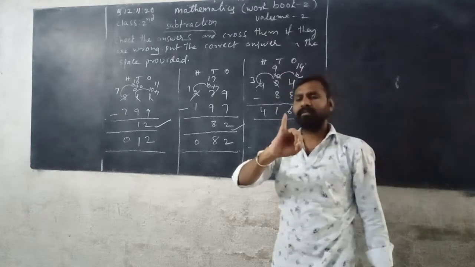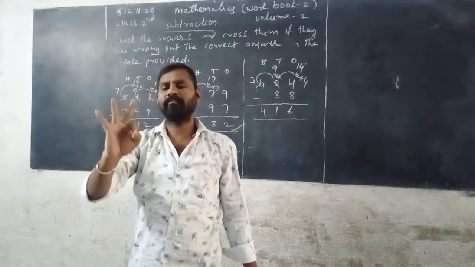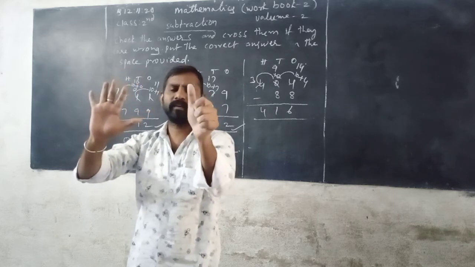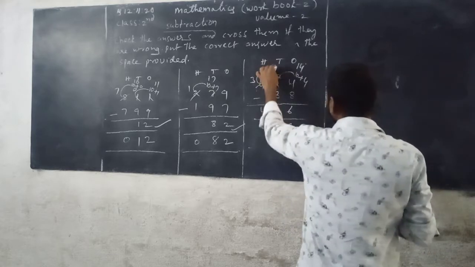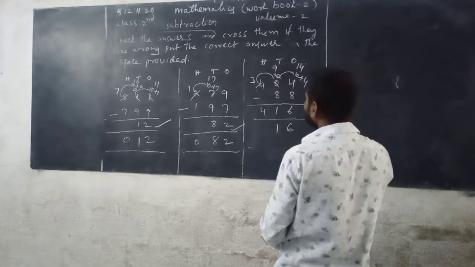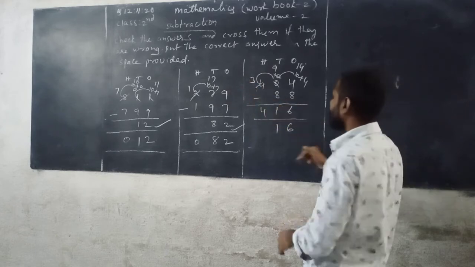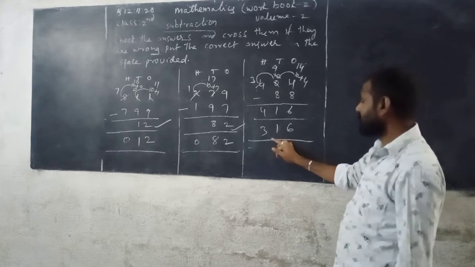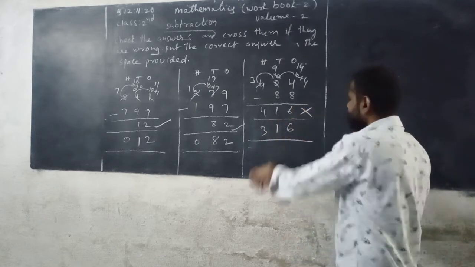8, after 9, 10, 11, 12, 13, 14. So 5 plus 1 finger, you can get 6. 6, write down. Now next 9 minus 8, you can get 1. This is also correct. But here 3, 3 minus no number, you can write 3 directly. 3 minus 0, you can get 3. Actual difference is 316 but here 460 is given. This is wrong.